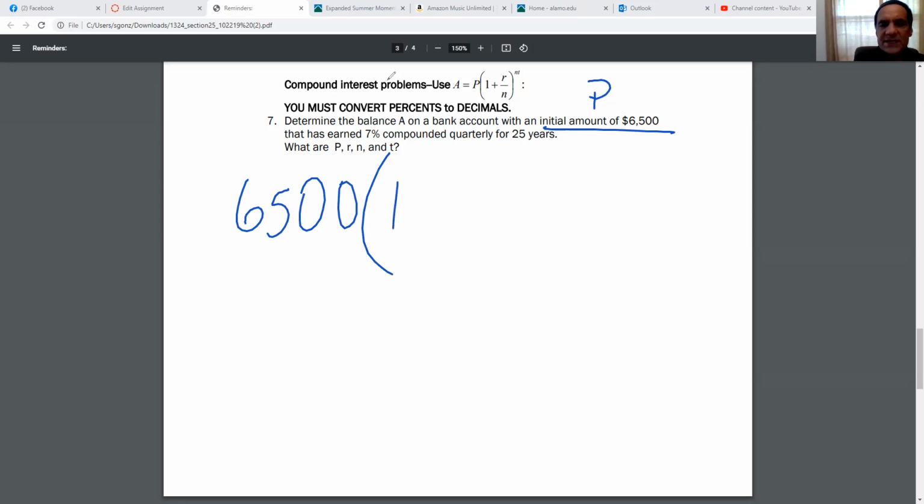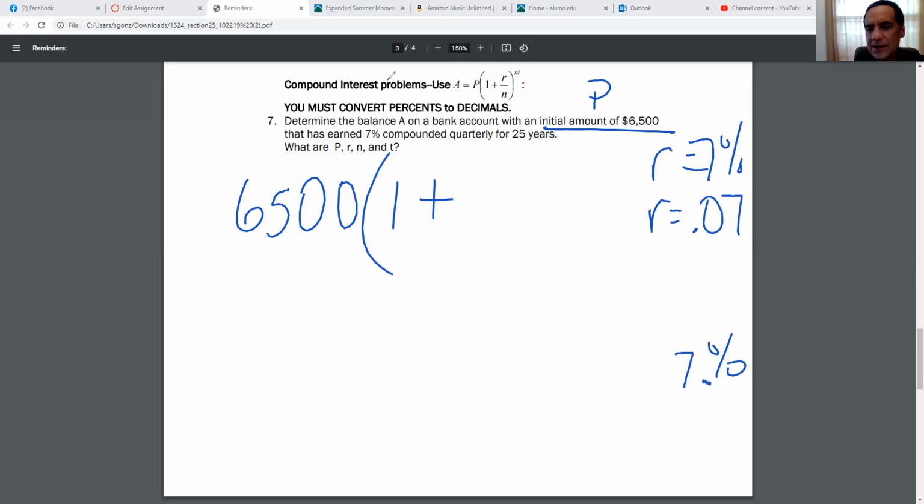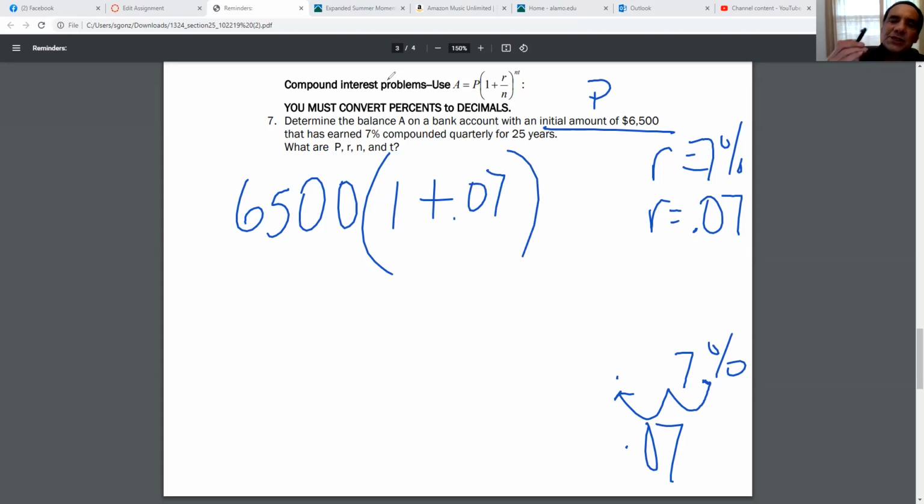Now, in this case, R is 7%, but you cannot put this in the formula as 7%. You have to write it as a decimal. And you might recall 7% as a decimal. You take the decimal and you go to the left, to the left. It sounds like a Beyonce song. So that's going to be 0.07. Now, because of the compounded quarterly, N is equal to 4 times. And then the exponent is going to consist of 4 times 25.